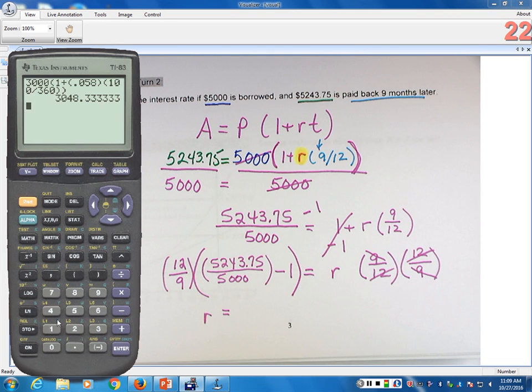So again, step by step. There's that fraction. From that I subtract 1. And then I multiply that answer, because this is everything that's inside these parentheses. I multiply that answer by 12 over 9. So my interest rate is 6.5%.